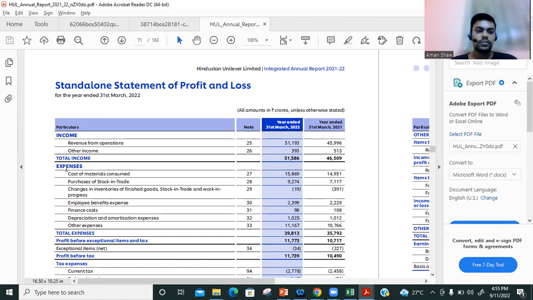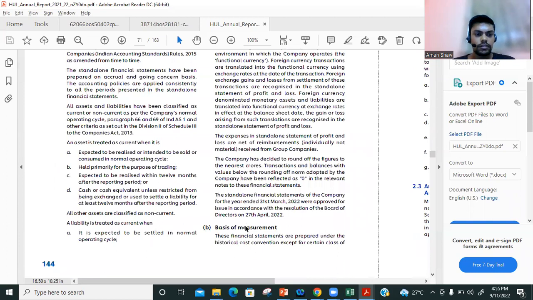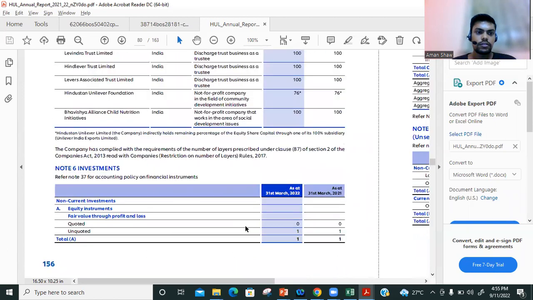Like if we see here, the major expenses we are talking about right now, because purchases and employee benefit expenses are dealt separately. So we will be talking today mostly about the other expenses, which are shown in note number 33. So let's go to note number 33.